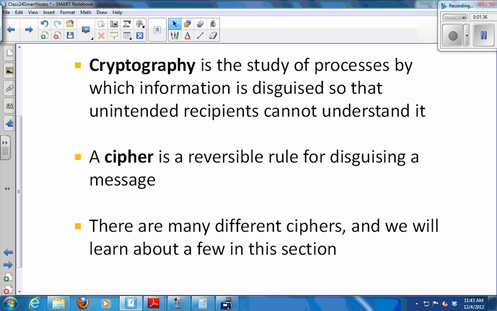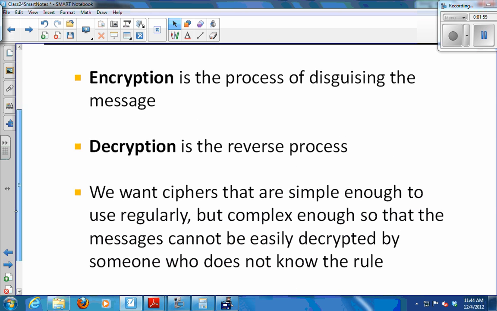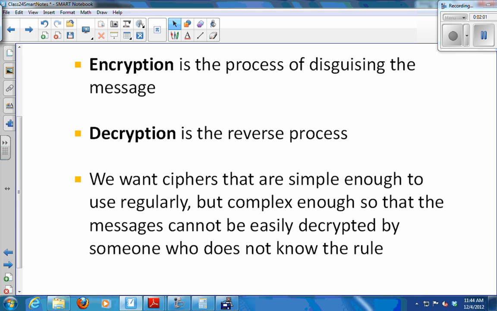Cryptography is the study of processes by which information is disguised so that unintended recipients can't understand it. A cipher is just the word that we use for a rule that disguises a message, and there are many different ciphers. We're going to learn a few today and then a couple more in the next few classes. Remember, encryption is the process of disguising the message, and decryption is the reverse process of figuring out what the message says once you receive it in disguised form.